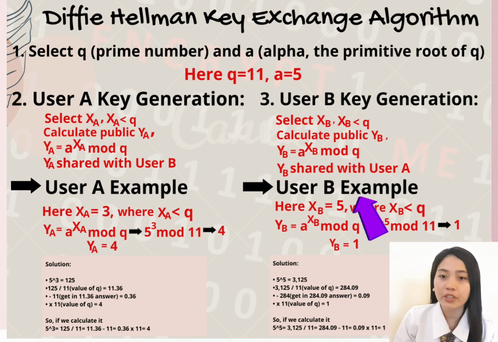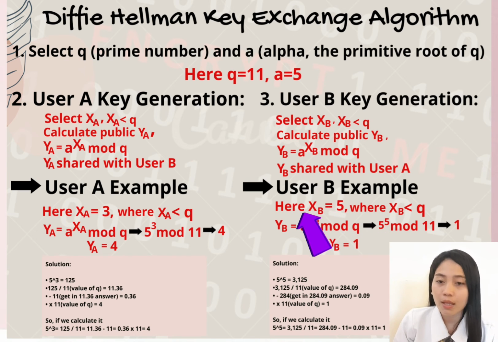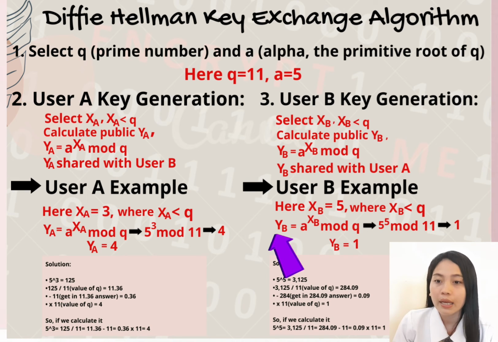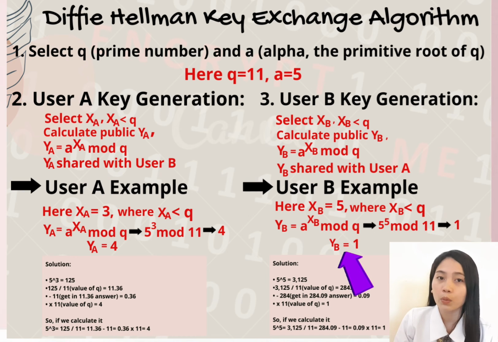User B key generation example. Here, XB is equal to 5, where the condition is XB less than Q. YB is equal to alpha raised to XB mod Q. A is equal to 5, raised to XB, which is 5 also, mod 11, which is 5 cubed. So, if we calculate, the answer is YB is equal to 1.